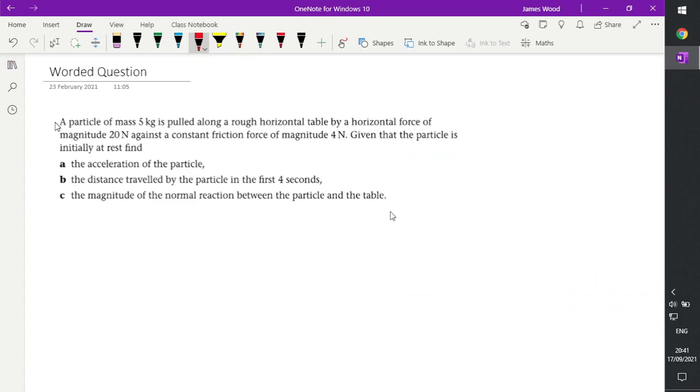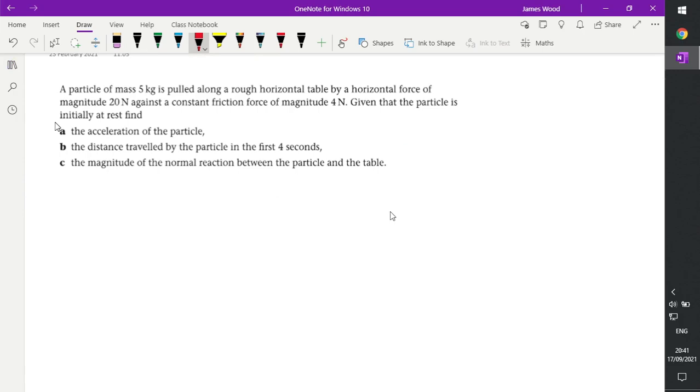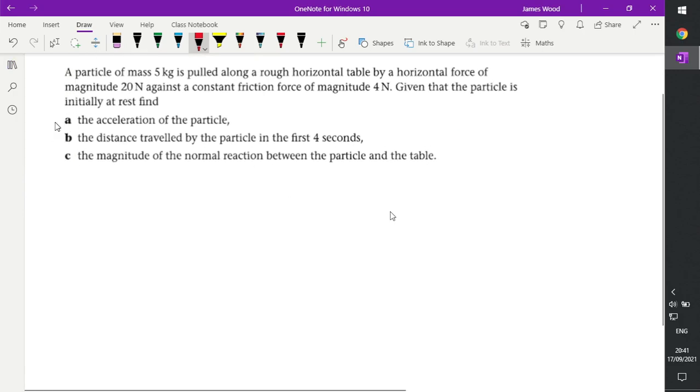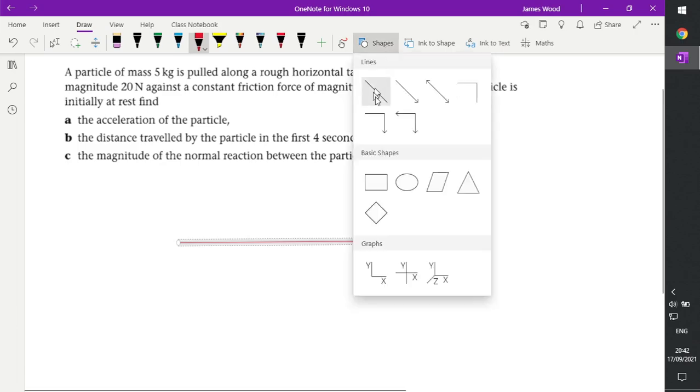Okay, here's a more worded question rather than just a diagram. A particle of mass 5 kilograms is pulled along a rough horizontal table by a horizontal force of magnitude 20 newtons against a constant frictional force of magnitude 4. Given that the particle is initially at rest, find the acceleration of the particle. So first thing we do in mechanics is just draw a diagram to make this clearer for us.